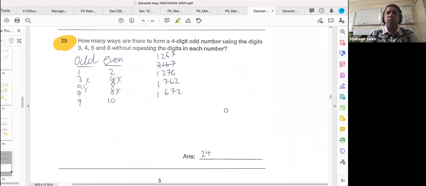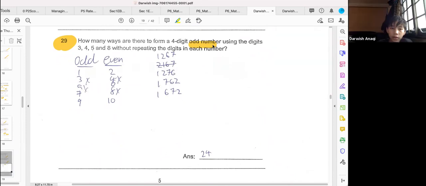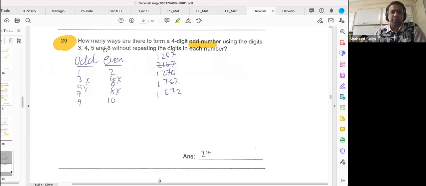This one, they want only odd numbers. So the number can end with which numbers? 1, 3, 5, 7, 9. But they want only use these numbers. So the odd numbers would be?